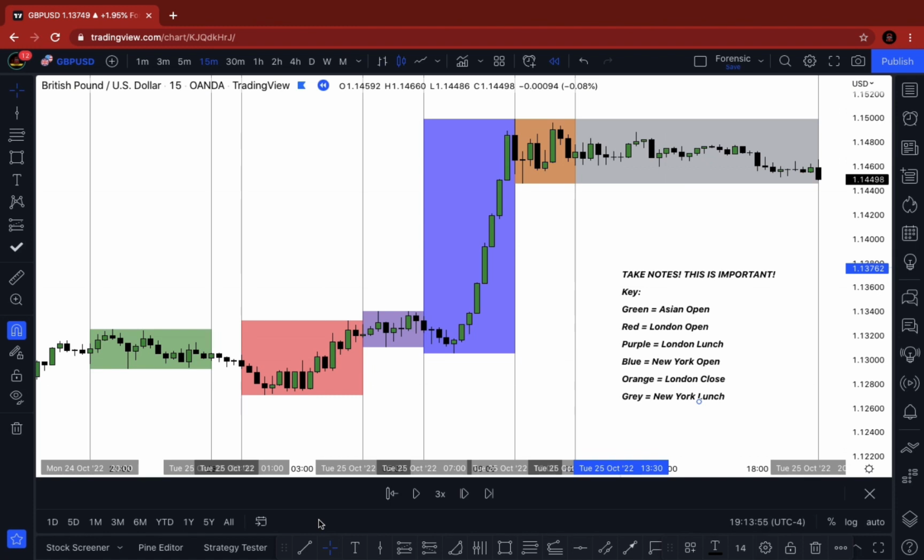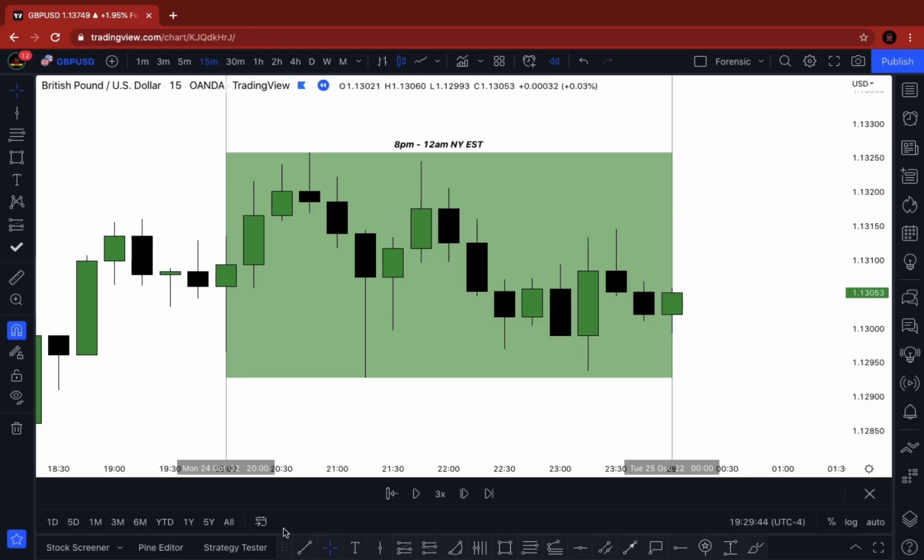Here we are looking at GU, which is British Pound versus the US dollar. This is what a full Forex day looks like. I have color coded all the sessions. Green for Asian Open, red for London Open, purple for London Lunch, blue for New York Open, orange for London Close, and gray for New York Lunch. Let's start with the Asian session.